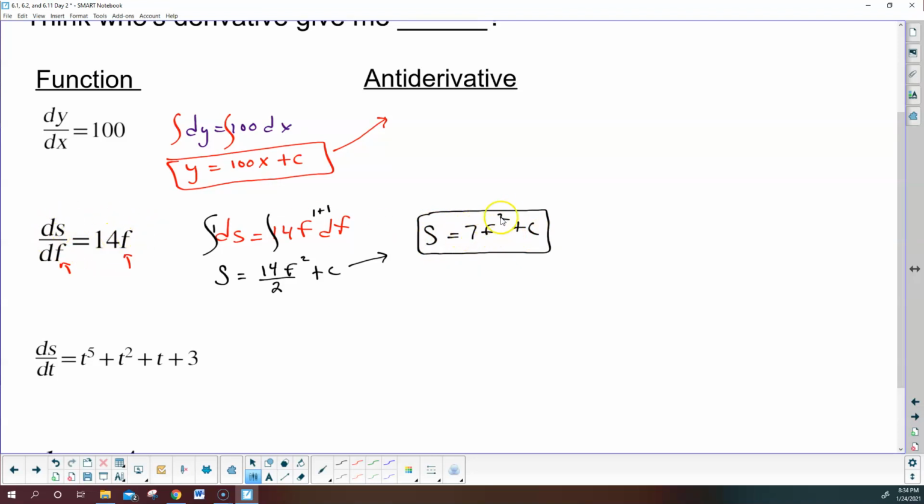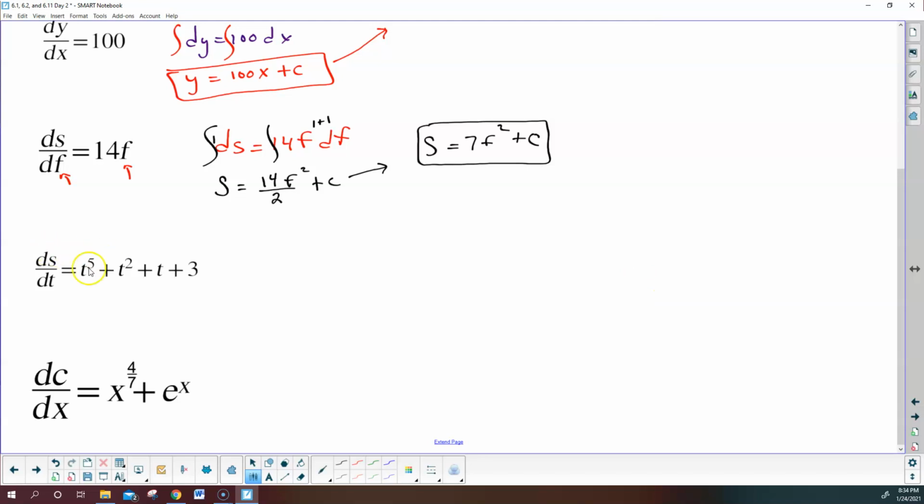What's the derivative of 7f squared? 2 comes down and we take 1 away. I get 14f. The plus c is always there because of the constant. We talked about that last week. All right, let's try a couple of these power rules.